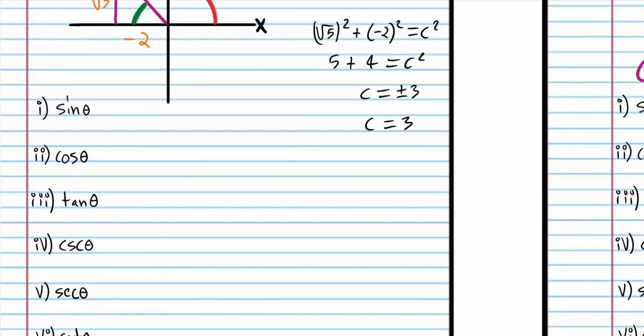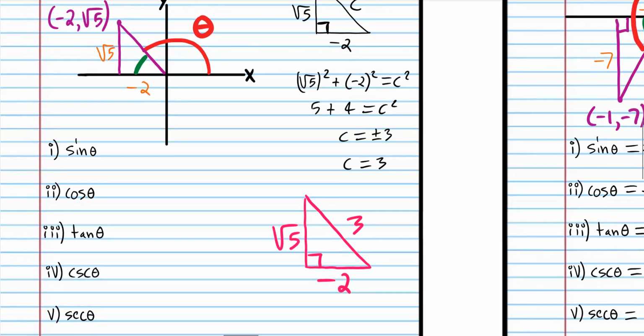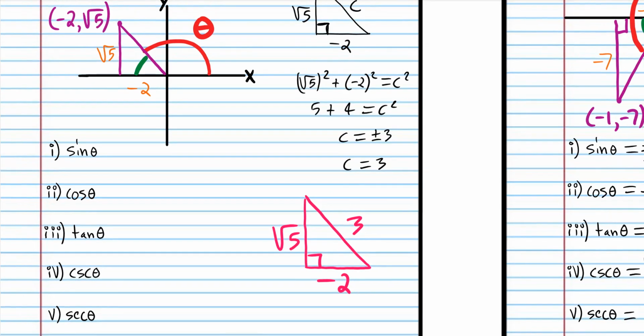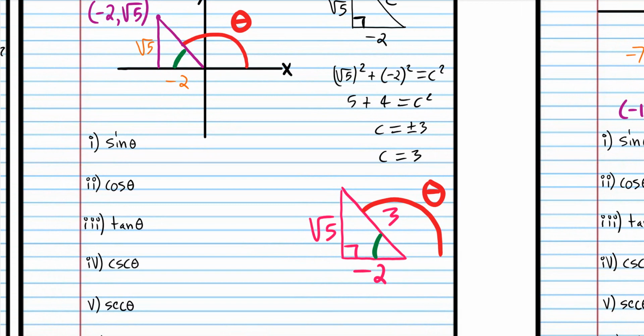Let's go ahead and draw a final triangle. This side is -2, this side is √5, and this side is 3. So the angle in question is this angle here, theta. And of course we need to consider the reference angle. And now we're ready to go.